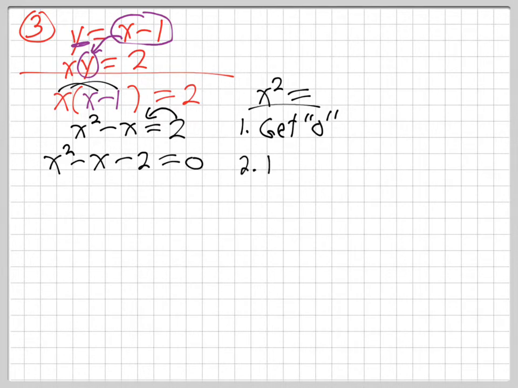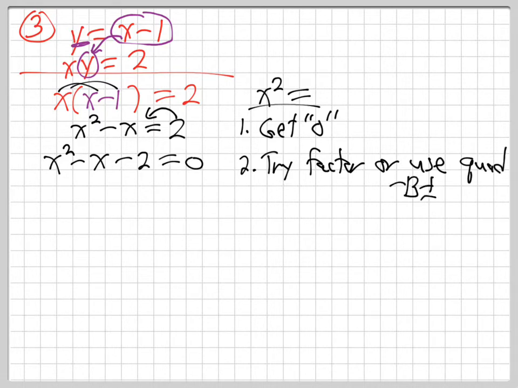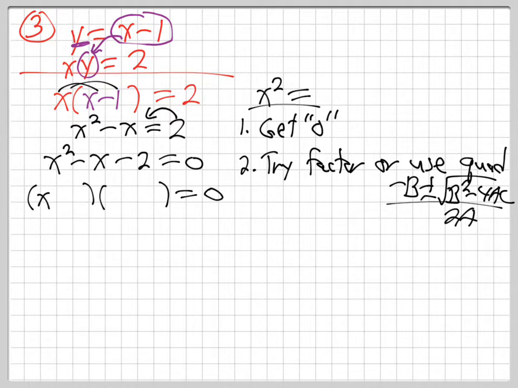Step 2, try to factor or use the quad. You know, the quad, negative b plus or minus the square root of b squared minus 4ac all over 2a. You can do either one. This one's going to be really easy to factor, so I'm just going to factor it. It'll be quicker than doing the quad.